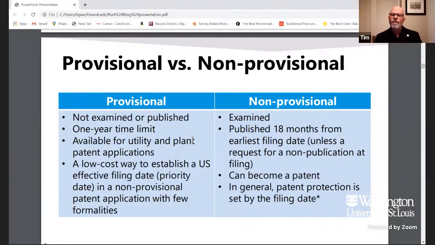As opposed to non-provisional applications, these are reviewed for formal matters by the office, and then they're sent to be examined. After 18 months, they're published, unless you make a request for non-publication. If you do that, I believe you're then stopped from filing applications for this subject matter in other countries. These can then mature into a patent depending on how the process goes, and the term of the patent is going to be set by when the first non-provisional application is filed.